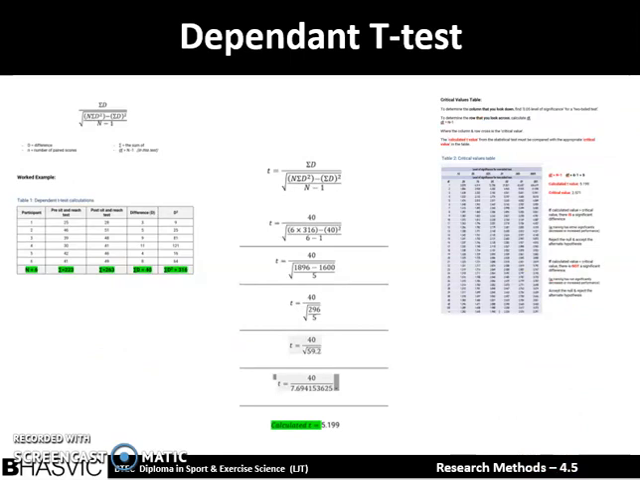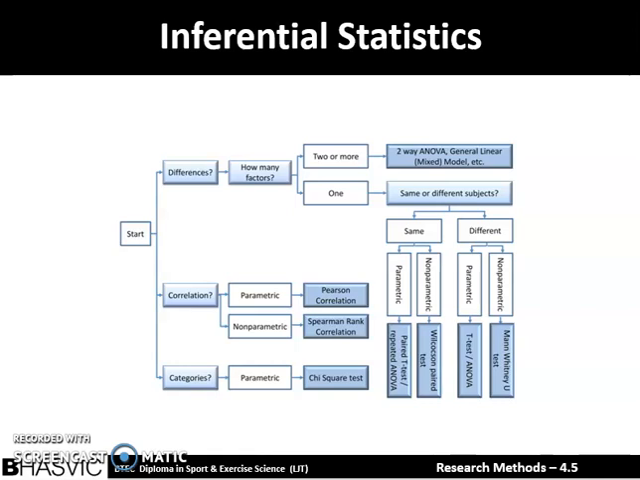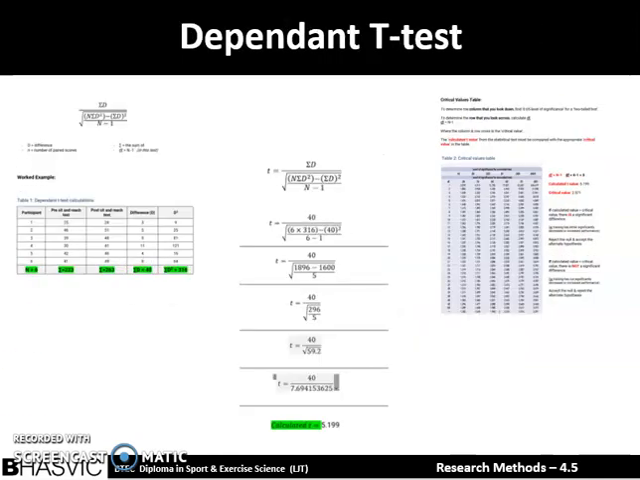So moving on to the next test, which is the dependent t-test. So if we go back to the inferential statistics, the dependent t-test, it's a difference test. There's only one factor. Now, dependent means if you have the same participants for your before and after test, essentially. So we go down to the same. It's a parametric test, so it's down here. So, sorry, going back to the dependent t-test.